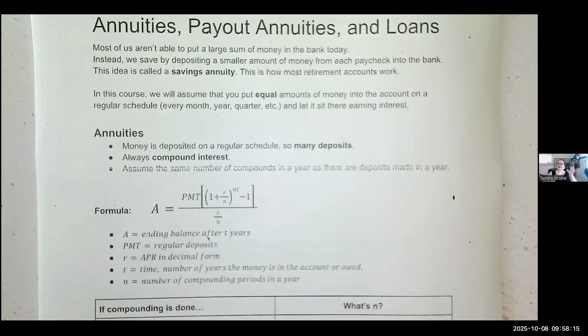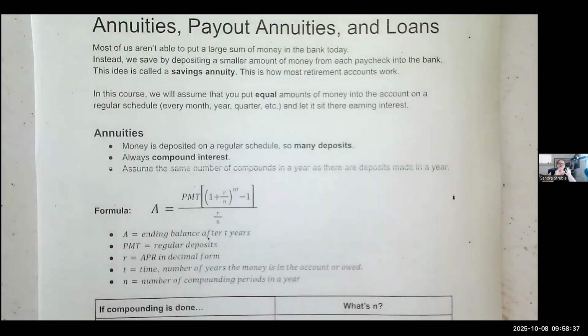So say you're wanting to save for retirement or save for your child's college, you're putting the same regular, equal amounts of money into an account on a regular basis. That's what we're assuming here. We're also assuming that we're going to have the same number of compounding periods as how often you're putting it in on a regular basis.